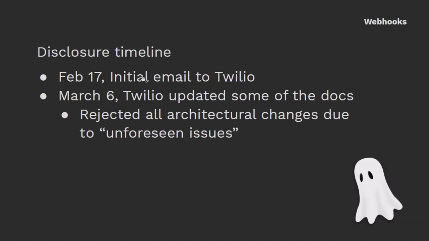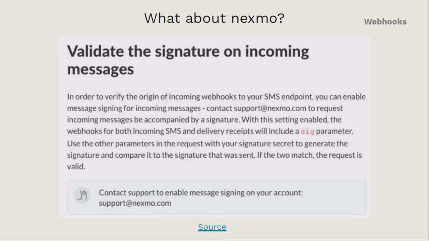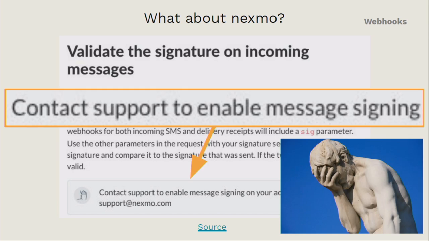All right. So here's the disclosure timeline, fairly similar to the Apple Pay one. But you might be wondering, are Twilio's competitors doing any better or worse? Turns out, with Nexmo, it's worse. Not only is the architecture similar, but you have to contact support to even get them to send you an HMAC. And if you do contact support, some of the webhooks don't even have that option. I don't have much to say about this. It's pretty much beyond hope. So let's move on to another webhook.